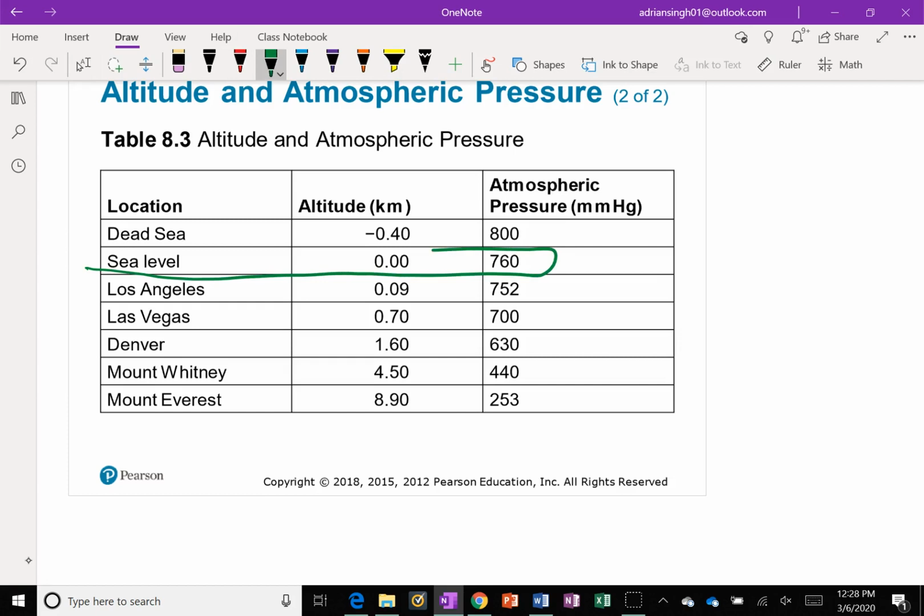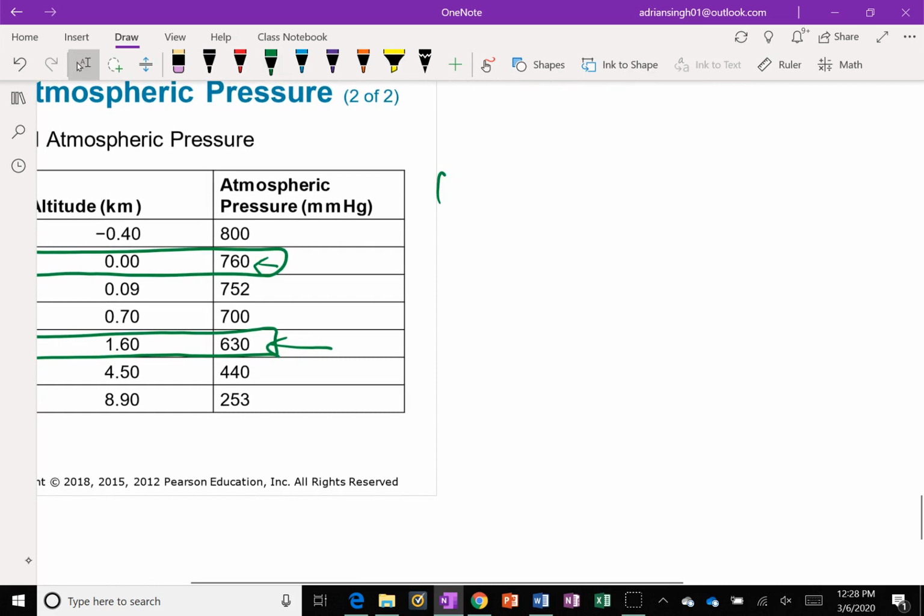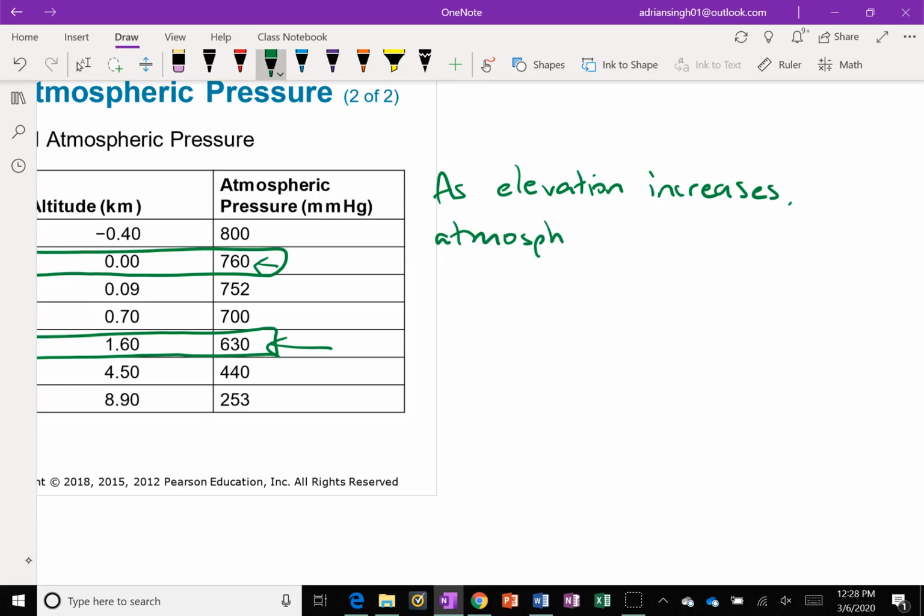And we can see that if we make a comparison. If you look at sea level, the atmospheric pressure is 760 millimeters of mercury. If you were to go to Denver, Colorado, which is a mile high, you see that the pressure decreases to 630 millimeters of mercury. So we can say as elevation increases, atmospheric pressure decreases.